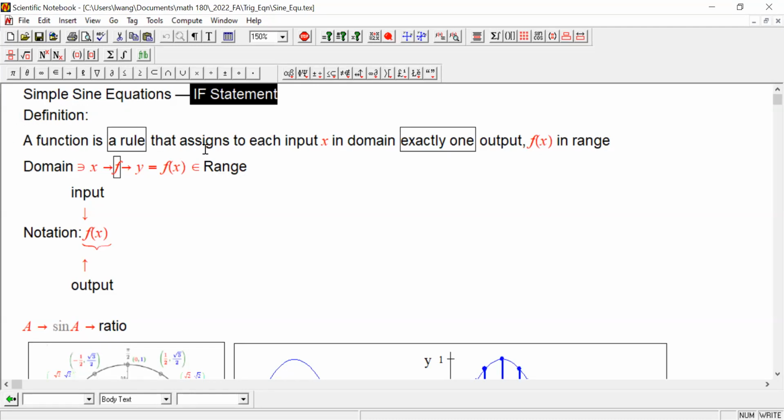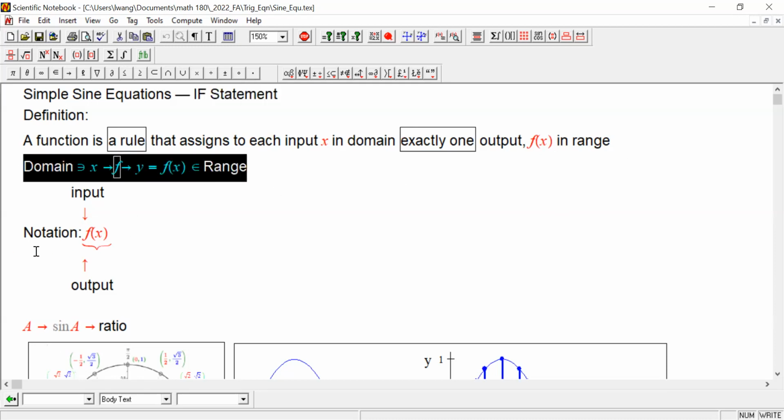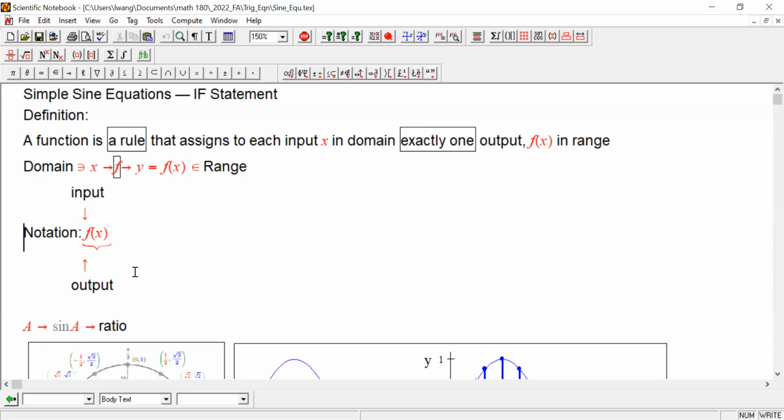Let's first review what we have learned about what a function is. A function is a rule that assigns each input x in the domain exactly one output f of x in the range. Notation-wise, you are pretty familiar with this by now. And the sine function: we have graphed the sine function, its domain and range, and it's an odd function. We have done all of that.